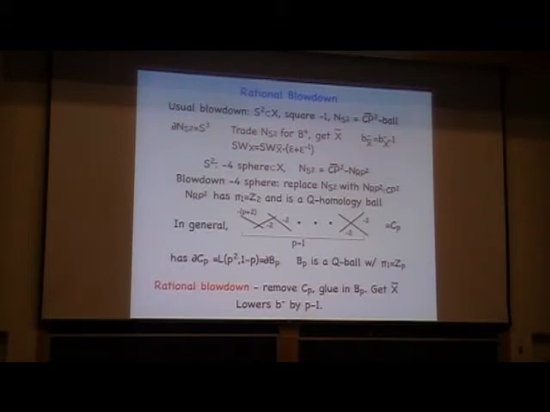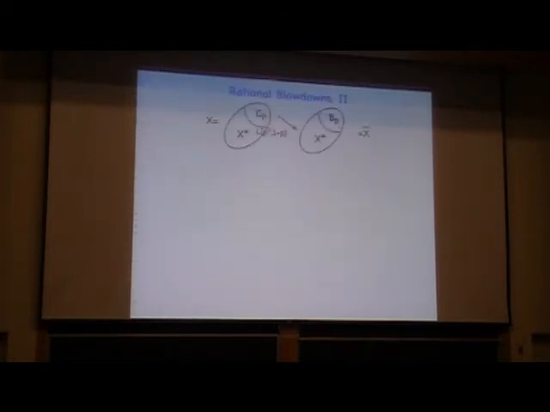And so what rational blowdown means is you should remove this configuration and replace it with the rational homology ball. You get a new manifold, and B minus will be lowered by p minus 1, because you're getting rid of p minus 1 spheres of self-intersection negative. So here's a picture. X star is the complement of your configuration, and you're replacing it with B sub p.